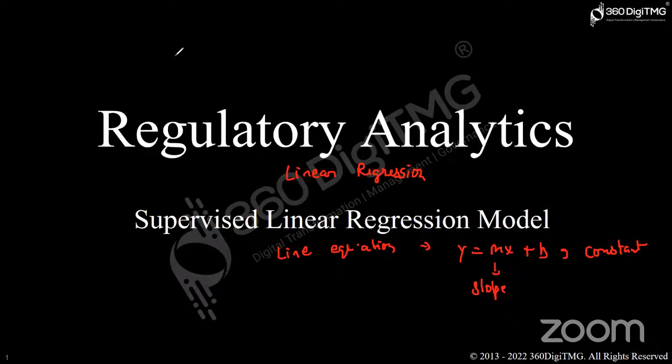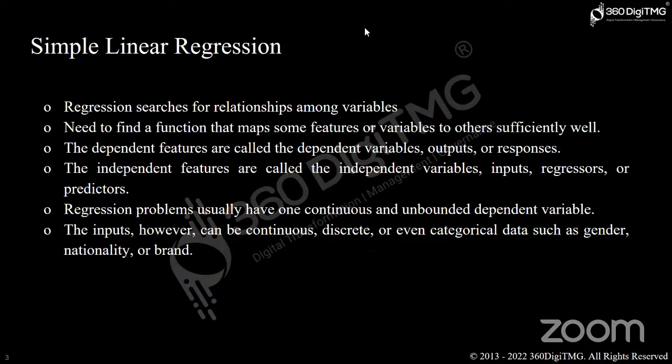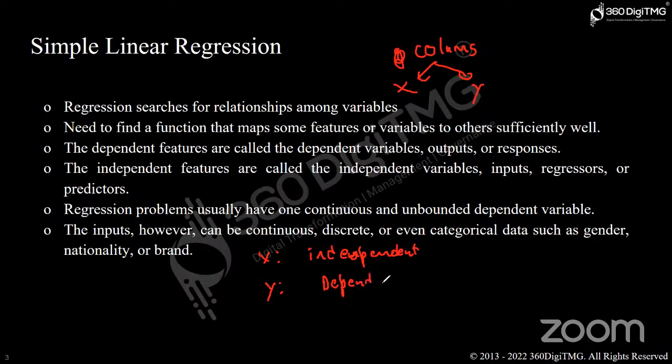So let's move forward here. It is going to search for a linear relationship between the various variables. You will have a lot of columns. In columns, we would have two different values. We would have the x value and the y value. The x is our independent features and y is our dependent features.